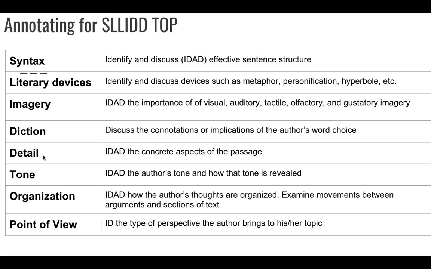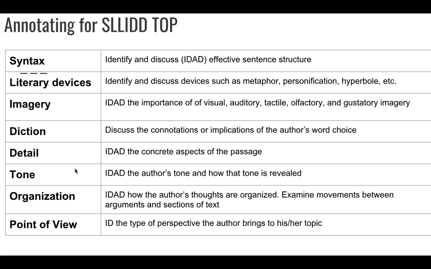Also, detail. You want to be able to identify and discuss the concrete aspects of the passage. What is the author giving you specific details about? This is something that I asked you to do in your This I Believe essays, to give really specific details in your narratives, because that can be a really effective rhetorical choice in getting your message across. So just like you had to choose those details specifically, so do these other authors whose writing we're analyzing. Tone, of course, we've already talked about.